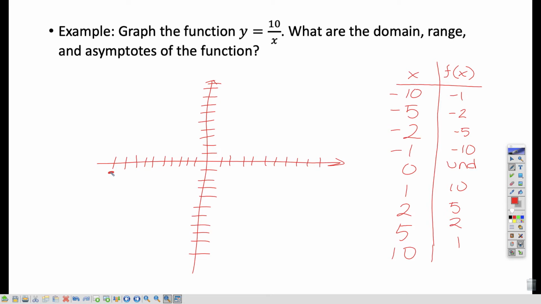And negative 5 is negative 2. And then negative 1 is negative 10. Wait, I have 2, I gotta go 5, right? And then 10. Now, if I had the same scale on both of them, what would you notice about this one? Does it change at a quicker rate? Yeah, it's going to change at a much quicker rate.